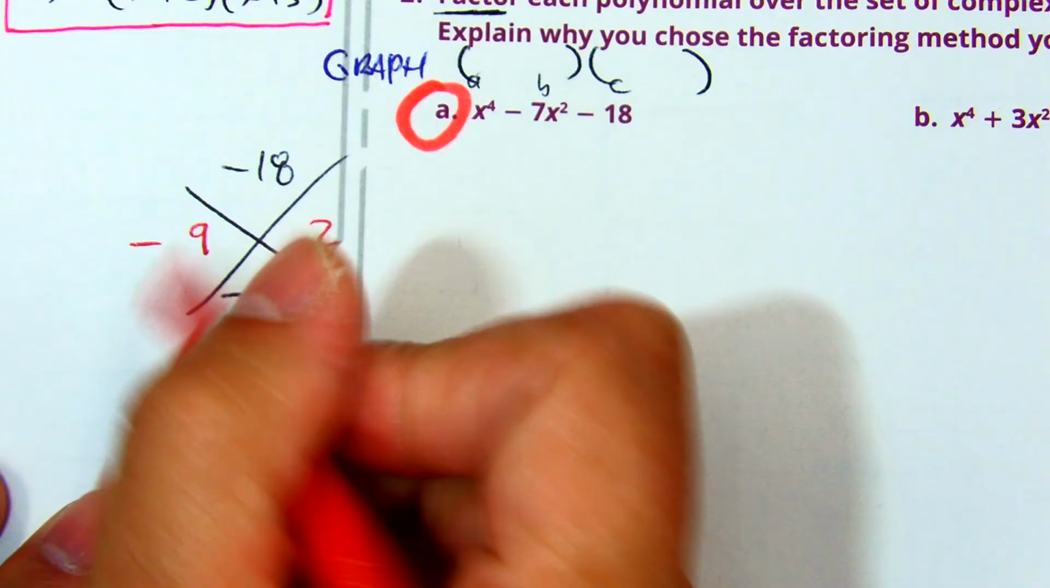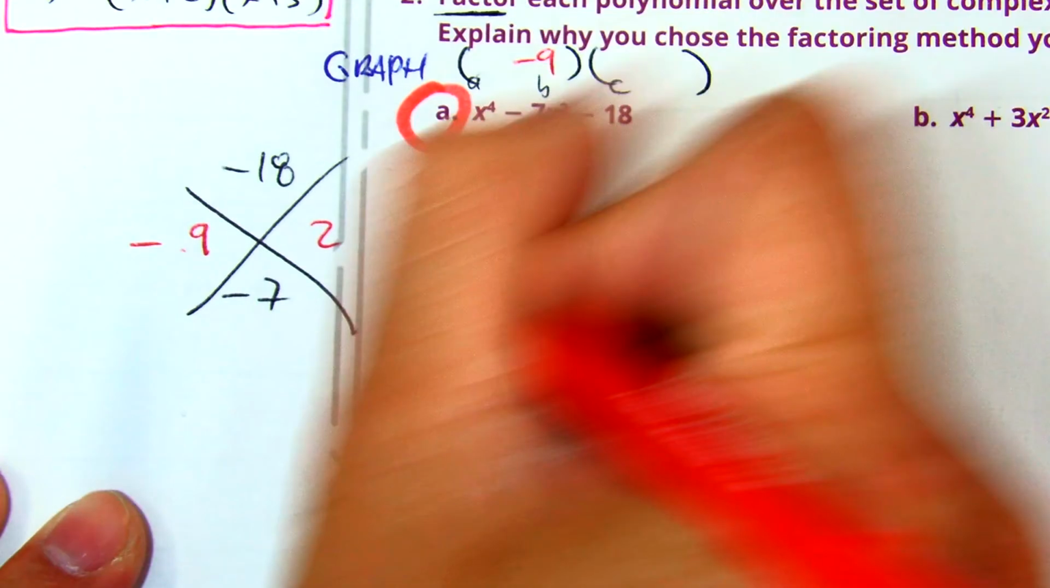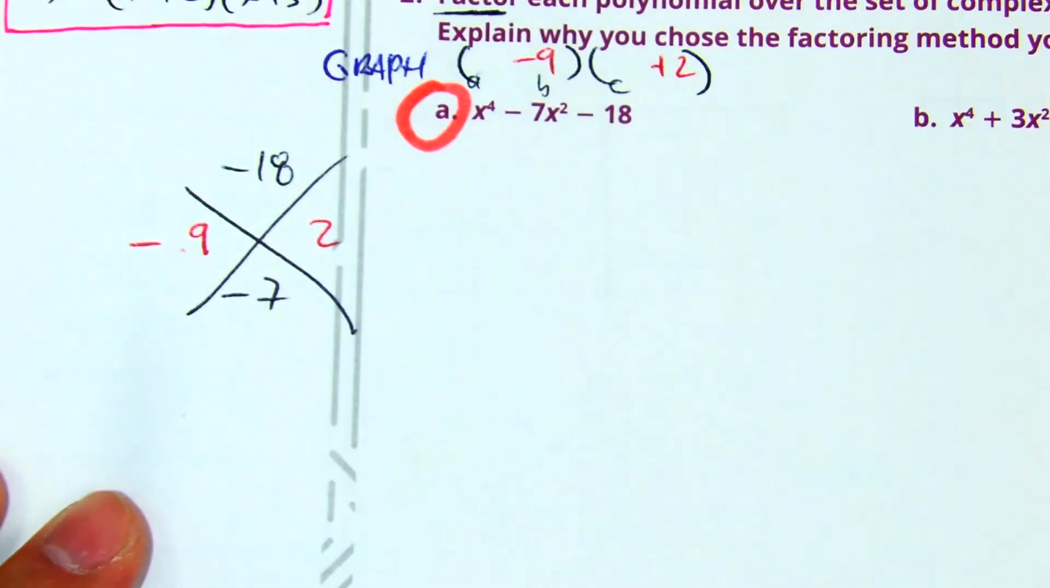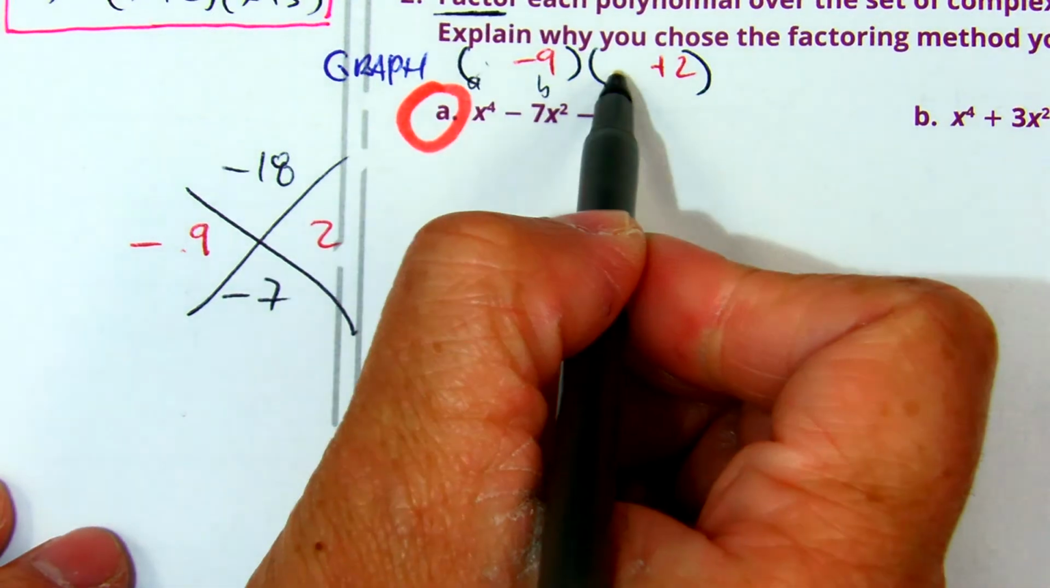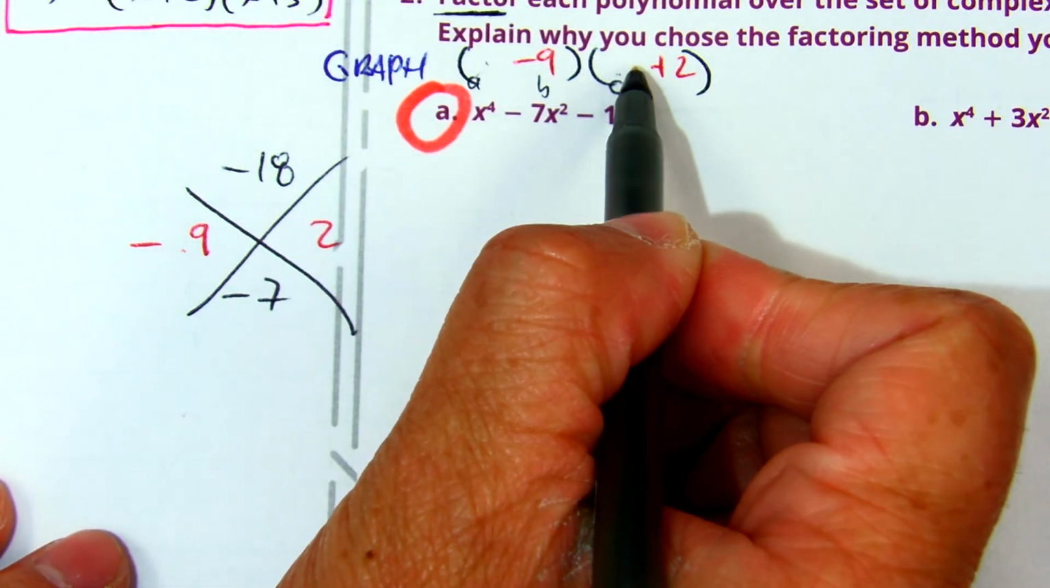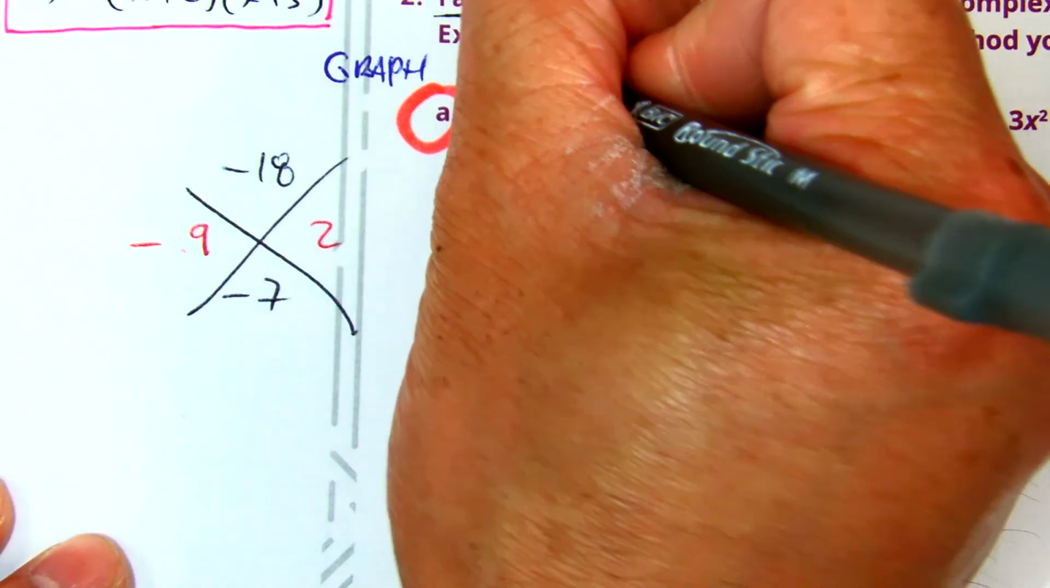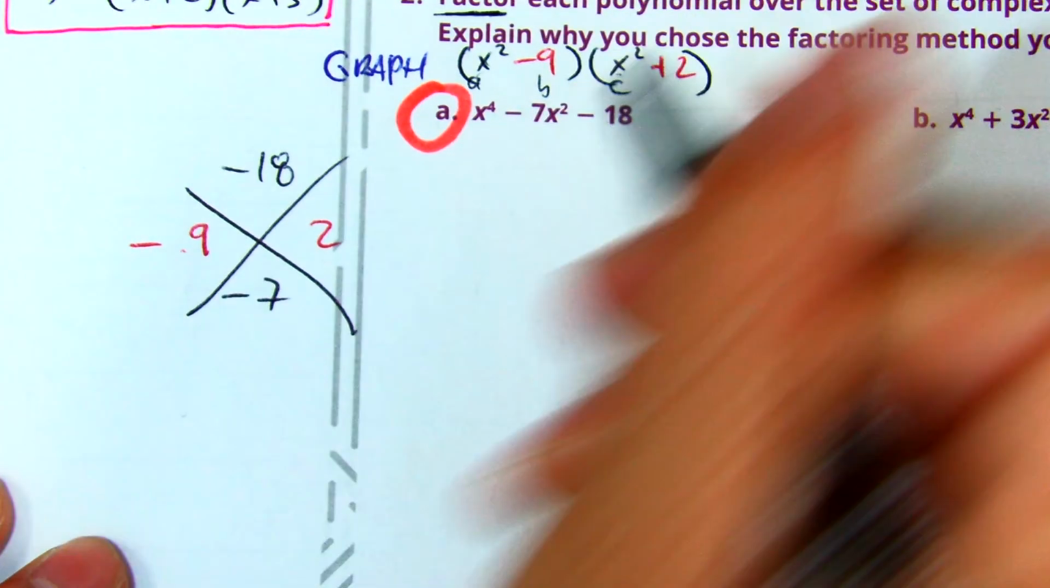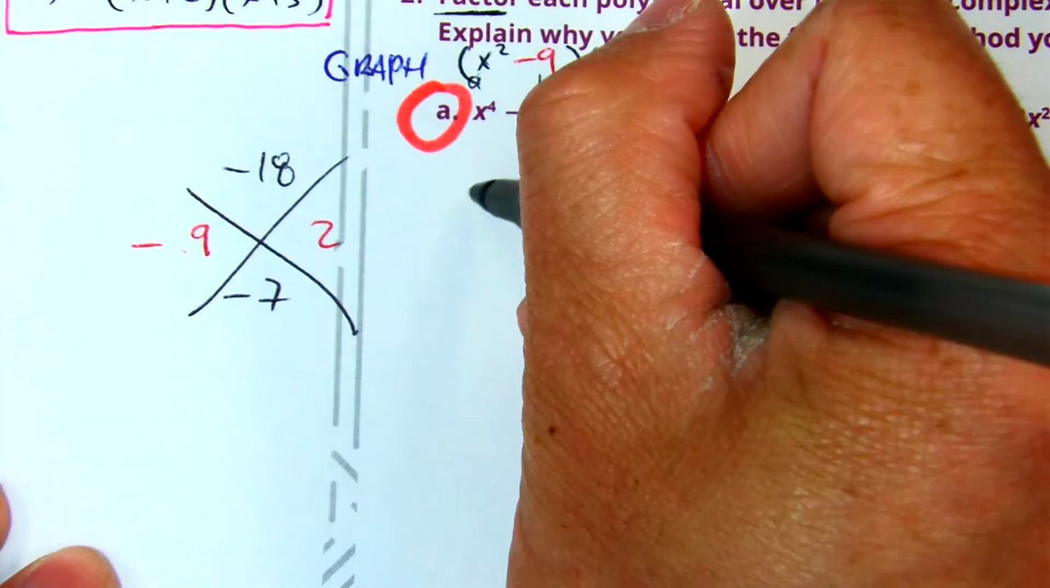You have -9 and +2. But class, can I put x and x here? No. What do you have to put? X squared. Okay, let's see if you didn't see that. Let's just use the box.